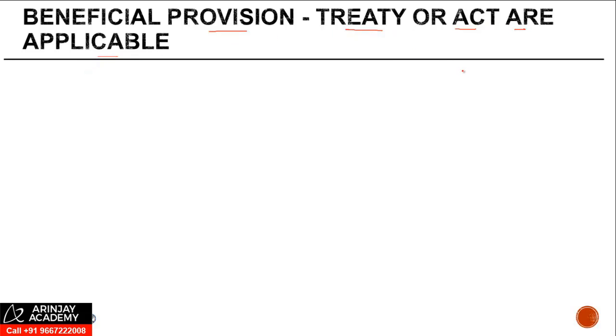Now, in any non-resident situation, this non-resident might be a resident of a particular country. Let's take the UK, for example. When he gets income from India, there is a treaty between these two countries. There could also be a situation where this person is a resident of a country, let's say Cayman Island, with whom India does not have a treaty.